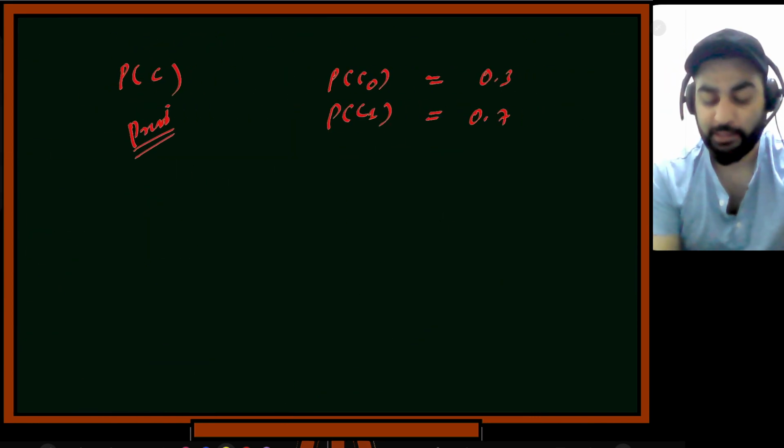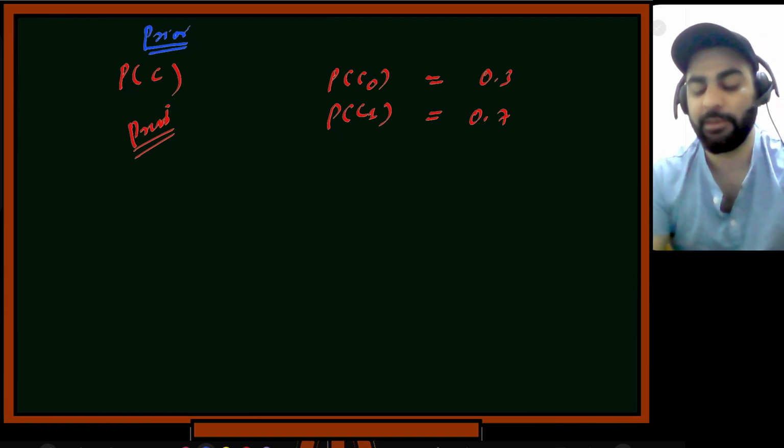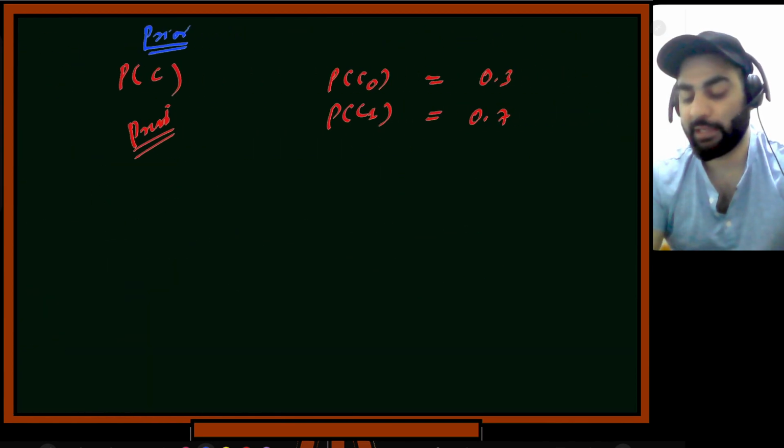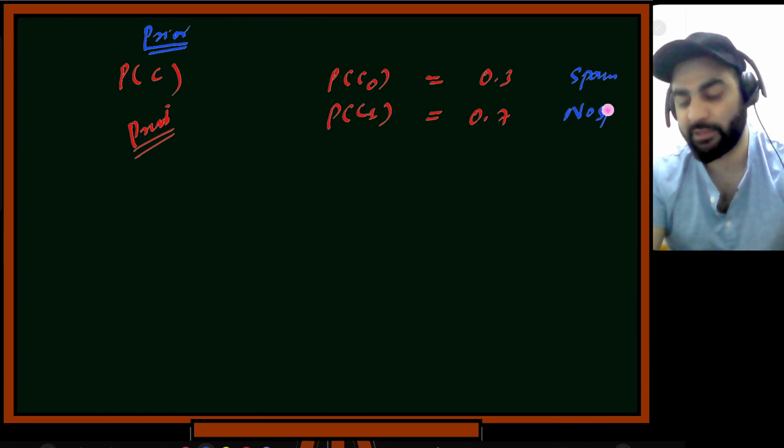So here we have prior. Prior belief is how many total emails we had. So we had a total of 100 emails. Out of them, we had 30% of emails which were spam, and 70% which were not spam. So this is our prior belief.